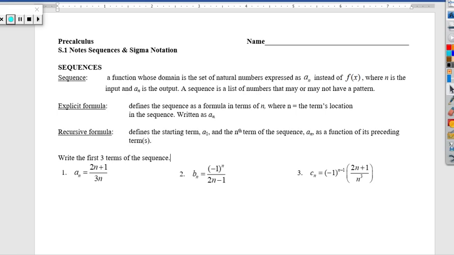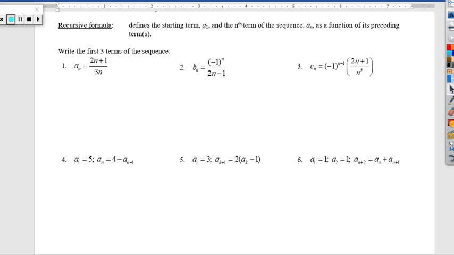We're looking at problem number 1 over here. It says that a sub n is equal to (2n plus 1) over 3n. So first thing you're going to do, you're going to let n equal 1. And we're just going to figure out that a sub 1 is equal to (2 times 1 plus 1) over (3 times 1), which gets us to 1.